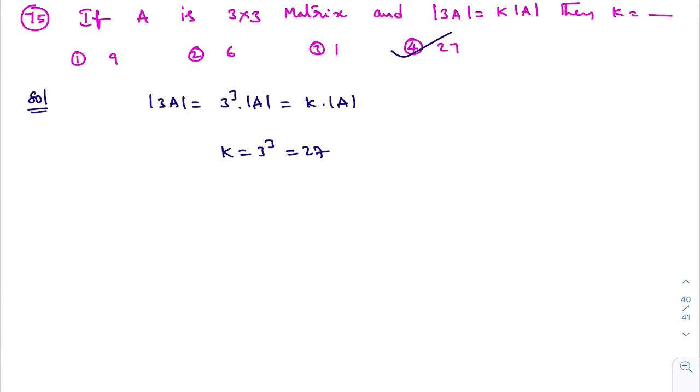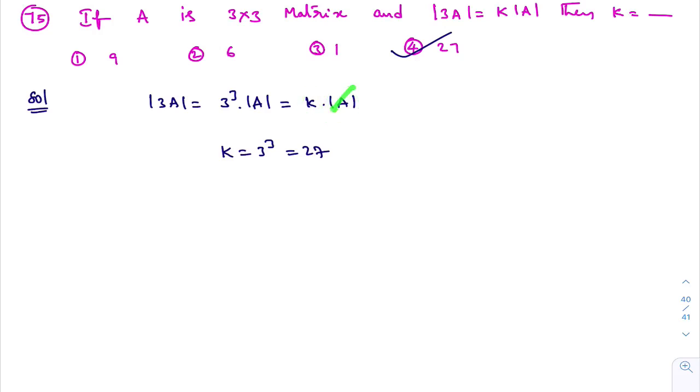Last question in this class. A is a 3 by 3 matrix. Determinant of 3A equal to K times of det A. Then K equal to what? Okay. Determinant of Ka formula. Determinant of Ka is K power n into det A. Okay. So determinant of 3A is 3 power, what is the order of the matrix? 3 by 3, na? So 3 cube into det A equal to K times of det A.